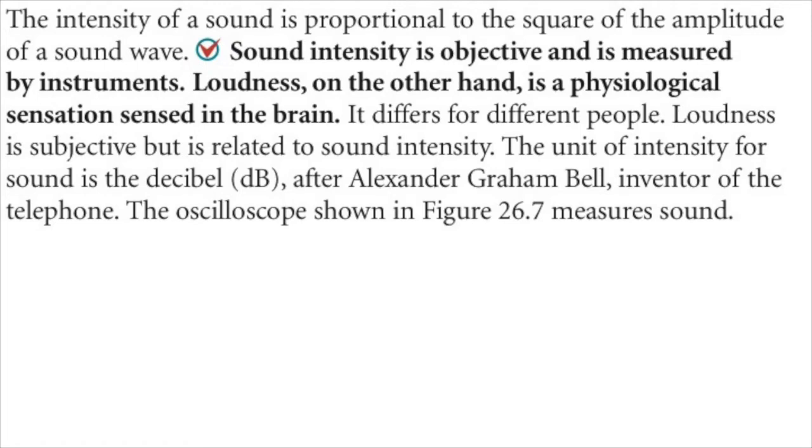The intensity of a sound is proportional to the square of the amplitude of a sound wave. Sound intensity is objective and is measured by instruments. Loudness, on the other hand, is a physiological sensation sensed in the brain. It differs for different people. Loudness is subjective, but is related to sound intensity. The unit of intensity for sound is the decibel, dB, after Alexander Graham Bell, inventor of the telephone.